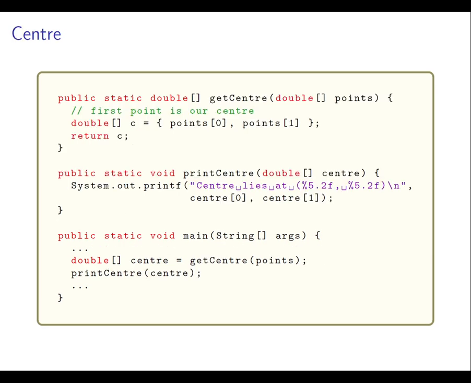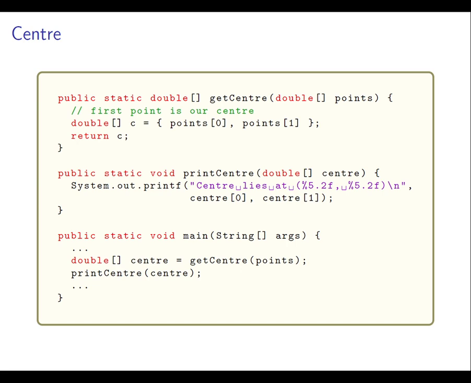Okay. Now we've got the getCenter function and the printCenter function. These are both reasonably easy. What are we doing? We're going to say that the first point is our center. In other words, we're just going to take in the array of all the points, and we're only going to look at the 0th and 1st indexes into that array, and we're going to take those two as being the array of coordinates for our new center point. And so our center point is going to be represented as an array of doubles. It's going to be an array of length 2.